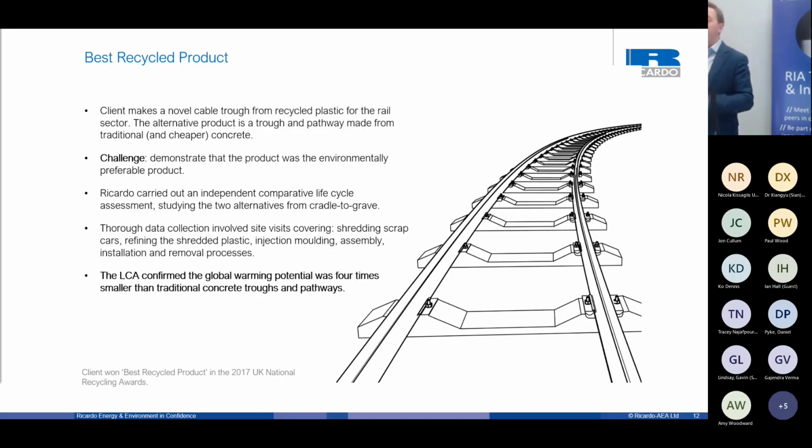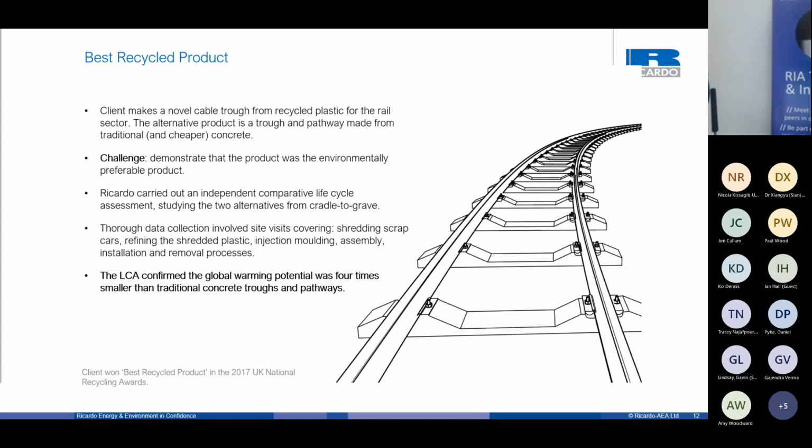So again, we've a similar process. We conducted a comparative life cycle assessment, studying alternatives of the concrete versus the recycled product. We looked at the full process, from scrapping of cars, getting the plastic, the processing, refining of the plastic, the moulding, the whole process, built the 2 comparative models, and at the end, pleased for them. We're always very impartial in these exercises, but for them it was a very positive result, with that recycled trough being 4 times, or proper terminology is, has a smaller footprint, if you like, or global warming potential than the concrete component.